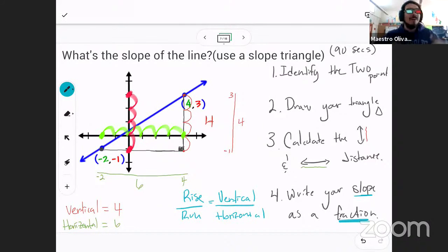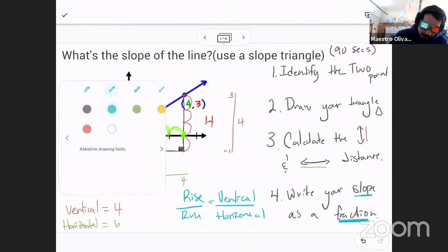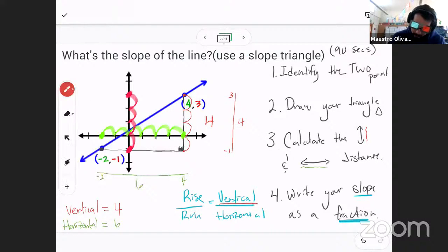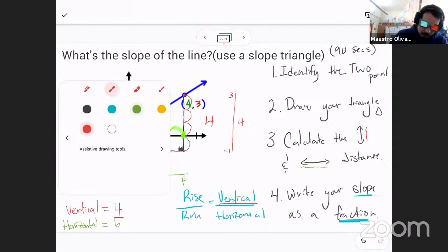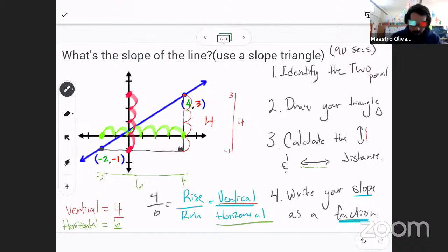So the slope is 4/6 because on the lápiz, the vertical distance is 4 and the horizontal distance is 6. So the slope is 4/6. And for a talking points message sent home, I can send a talking points message after class. Who can tell me what 4/6 simplifies to? What's another way to write 4/6 as a simplified fraction?